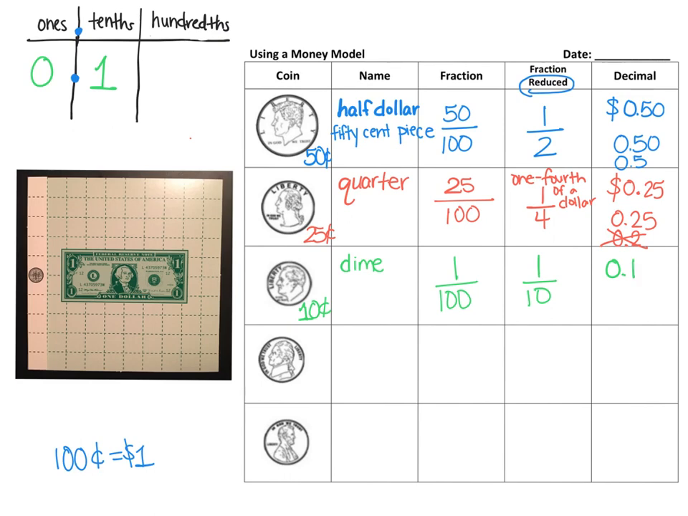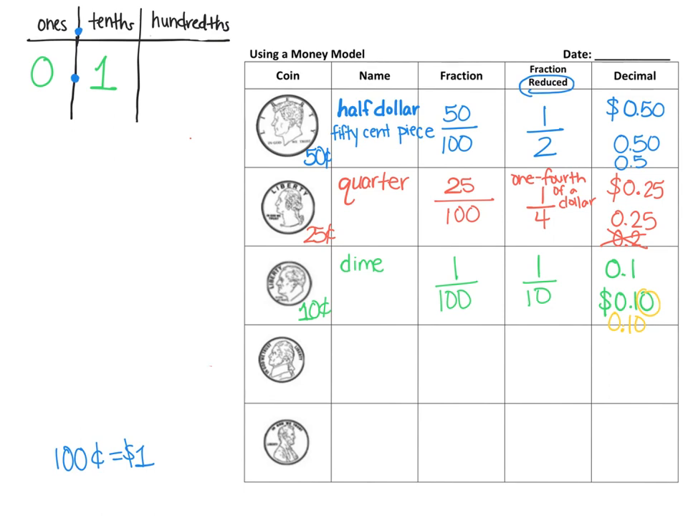Or we could also write that as money and put 10 cents. And on this one, because there's only a 0 back here, you could also write 0 and 10 hundredths. So that is also possible.